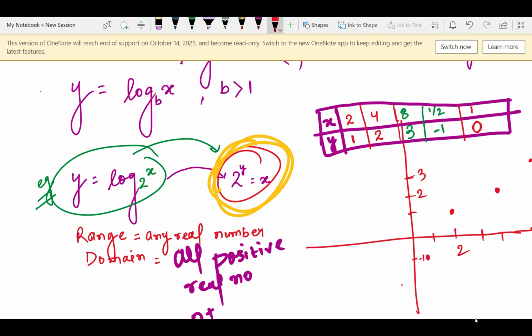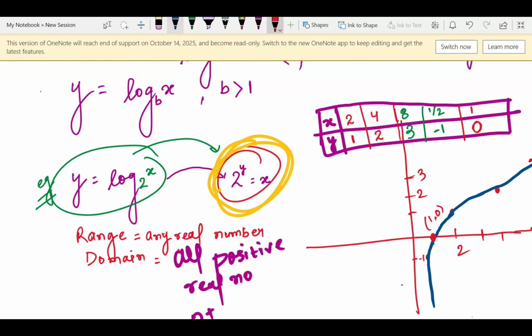और एक पॉइंट मैंने लिया, जब x 1 है तो y क्या है? 0 है. तो ये, अब मैं इन सारे पॉइंट्स को जैसे ही कनेक्ट कर दूंगी हमें log x का ग्राफ मिल जाएगा. आ रहा है समझ में? Yes. ये जो log x का ग्राफ है ये हमेशा एक्स एक्सिस को 1,0 पे टच करके निकलता है.